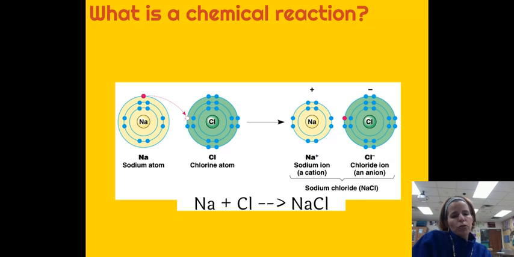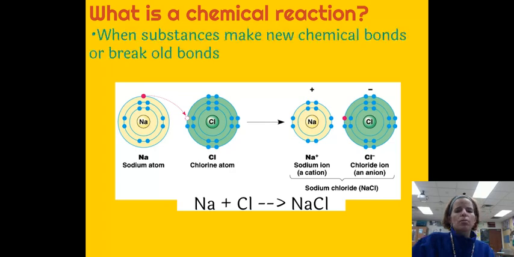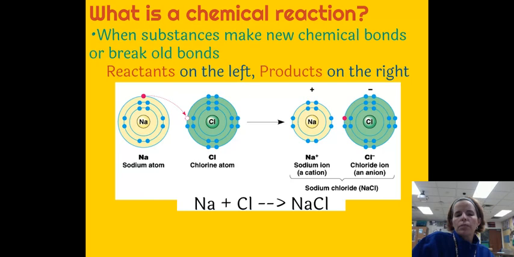So the first question is, what is a chemical reaction? And I'll tie this to enzymes in just a moment. A chemical reaction occurs when substances make or break chemical bonds. When we write it out in equation form, we put the reactants on the left. A reactant is something that is reacting. And then we put the products, what it is producing, on the right-hand side. So the Na and the Cl are the reactants, and then it forms a molecule of salt, NaCl, that's the product.